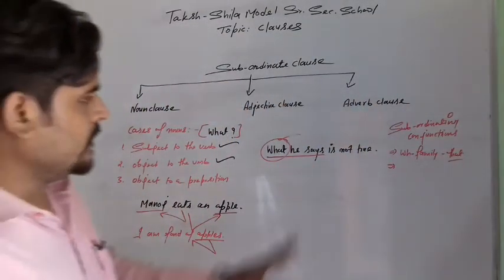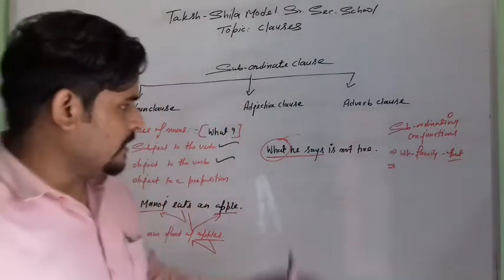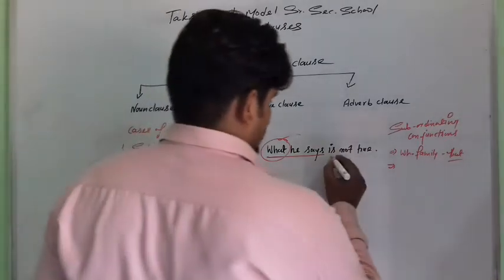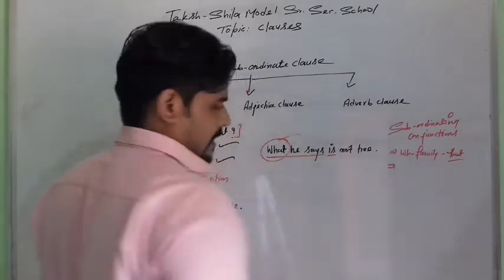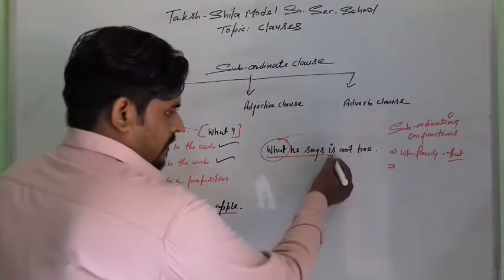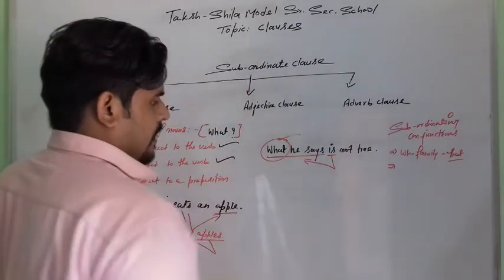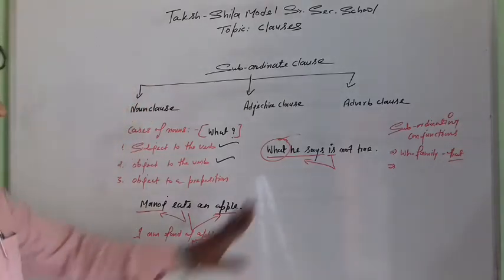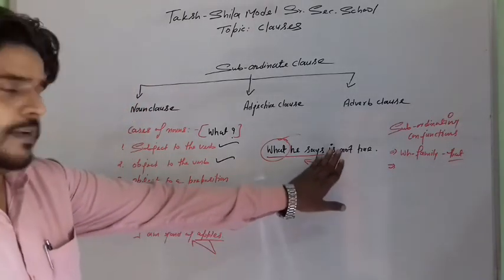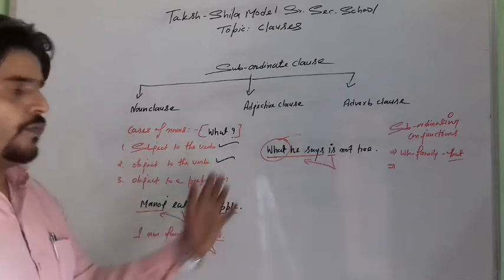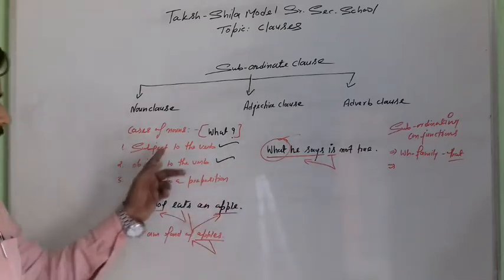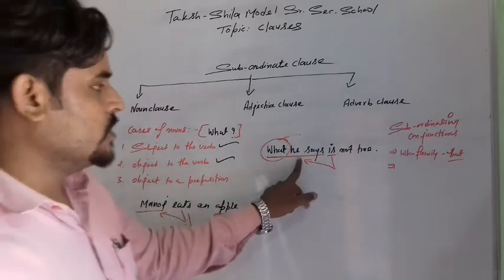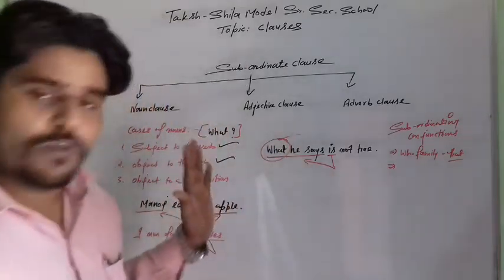So, what he says is not true. इस sentence के अंदर अगर हम देखें तो कैसे identify कर सकते हैं कि ये noun clause है? First, is the verb, और इससे पहले आकर ये subject का काम कर रहा है. This group of words is actually doing the action of a subject and it is used before a verb. So subject to the verb. So this group of words is used as subject to the verb. Hence it is a noun clause.